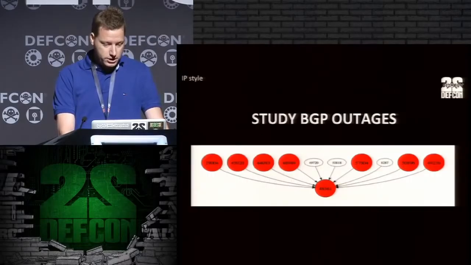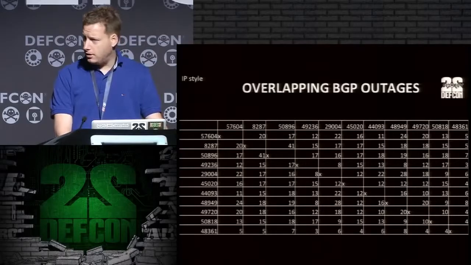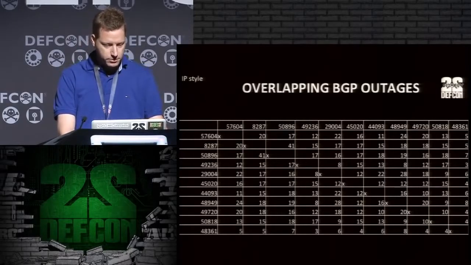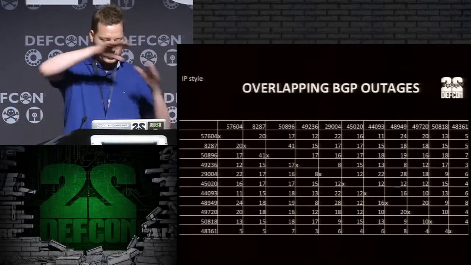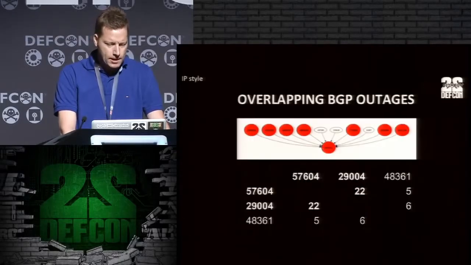And we looked at all these ASNs and see if there were overlapping outages. And this was the result, which is a lot of text, I know, and a lot of numbers, but basically it's a table showing all the ASNs and the overlapping outages at the same time. And the main takeaway here is that the numbers are really high. So this is over the course of 6 months or so.